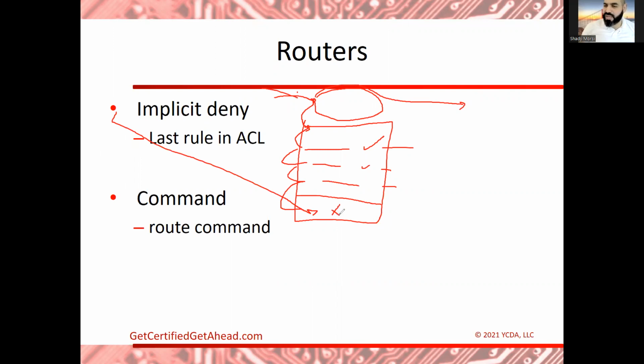Okay, we understand what implicit deny means, guys, because this could actually be an interview question. Explain what an access list is and tell me what implicit deny is in an access list. So far, so good.